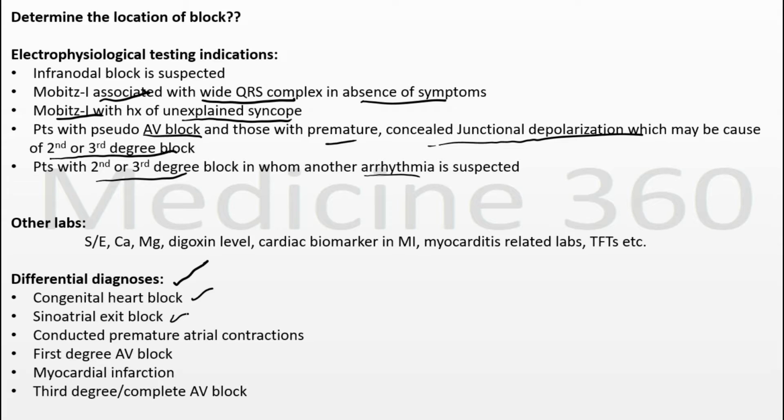Then there is the conducted premature atrial contraction. In premature atrial contractions, there is ectopic excitation in the atrial tissues, so there will be the SA node excitation, and there is the other ectopic excitation which can be conducted to the ventricles. Then the differential diagnosis includes first degree AV block, and myocardial infarction, especially inferior wall MI, can cause heart block. Then third degree or complete heart block is included in the differential diagnosis.